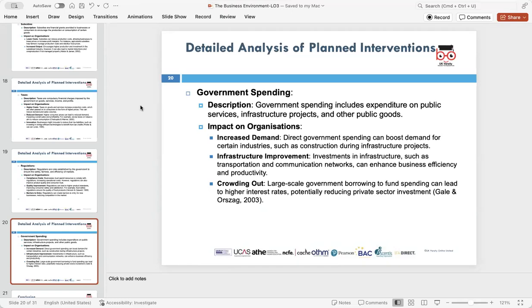Crowding out: large-scale government borrowing to fund spending can lead to higher interest rates, making it more expensive for private businesses to borrow money for investments. So this is known as crowding out.